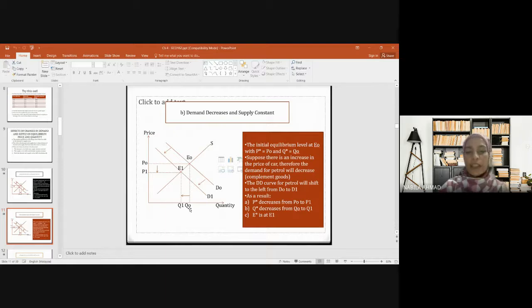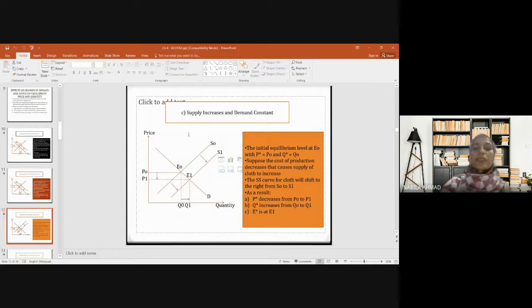Okay, so the effect after the shift ini, you cannot memorize. You have to sketch in order to get the result. So kalau nak dapatkan keputusan selepas the shift tu, tak boleh hafal lah, awak kena sketch. So after the sketch, baru kita akan dapat result lah.